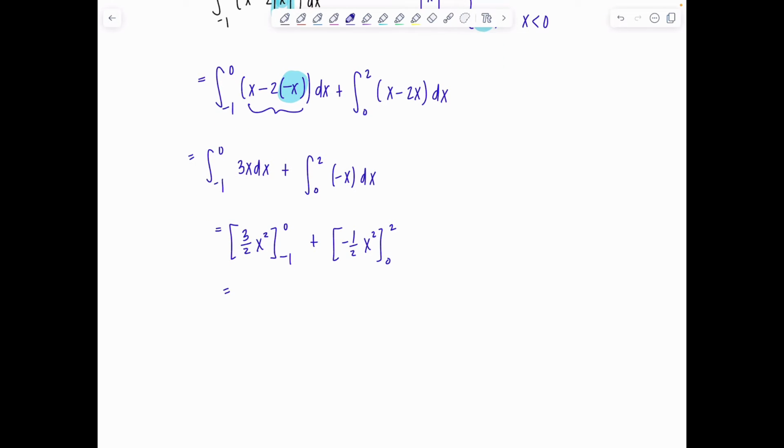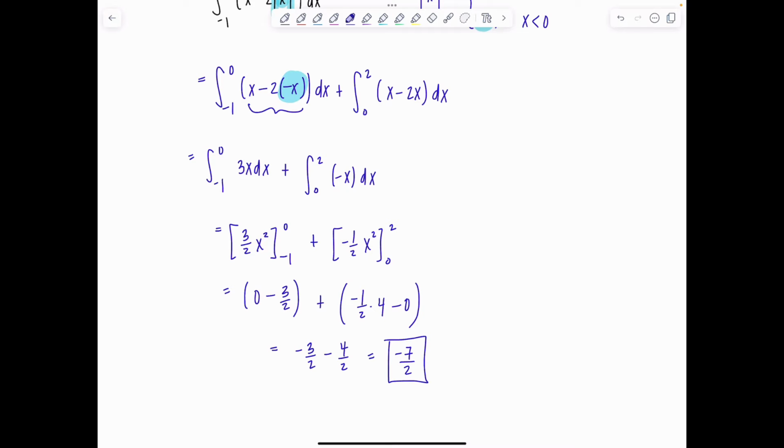And then upper limit minus lower limit, so that's going to be 0. Negative 1 squared is positive 1, so minus 3/2 plus negative 1/2 times 4 minus 0. So this is negative 3/2 minus 4/2, negative 7/2.